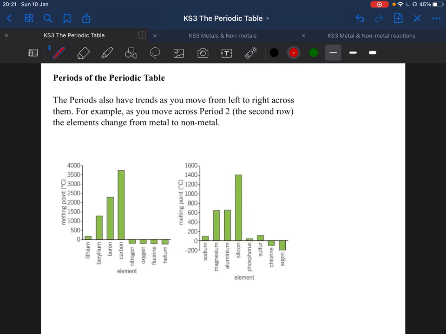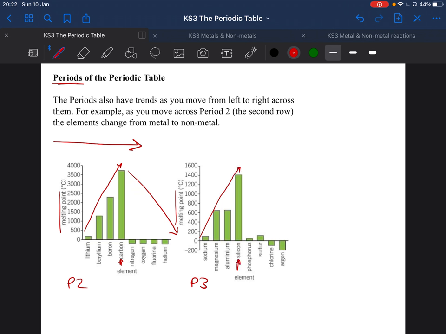Okay, now earlier in this video I mentioned the periods of the periodic table having trends as well, if you're moving across the periodic table in that direction. So these are two examples of some patterns in our periodic table. This is period 2 and this is period 3, and this shows the melting points. And what we can see here is that in period 2 the melting points increase until you get to carbon, and then they decrease down from carbon. And if we look at period 3, we see something similar happening as well. The melting points increase until we get to silicon, and then they decrease all the way across to argon.